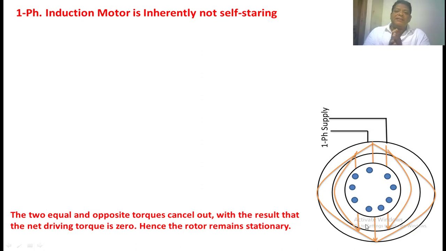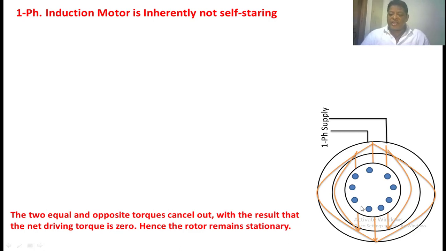Whenever we give the AC supply, the flux is created from the stator. That is sinusoidal flux only. In space, the magnitude of the flux changes and its direction also changes, but it is not a rotating flux.